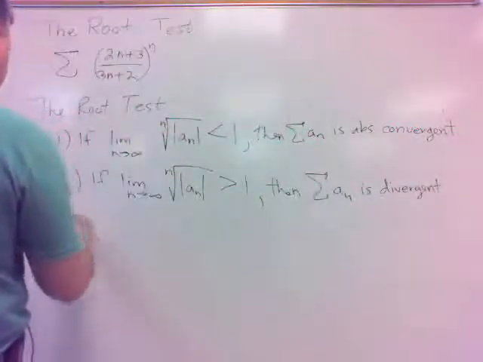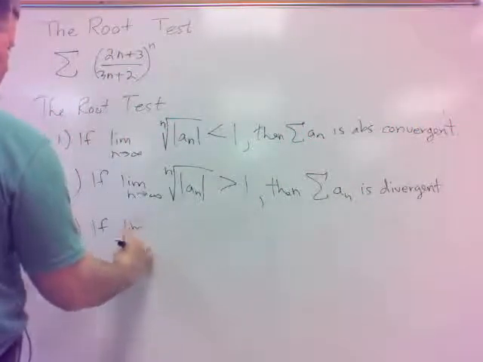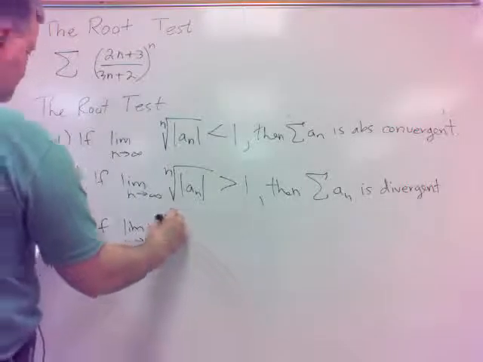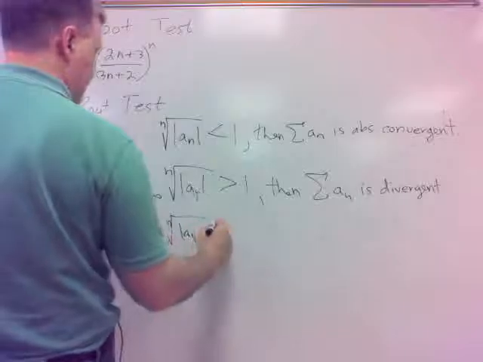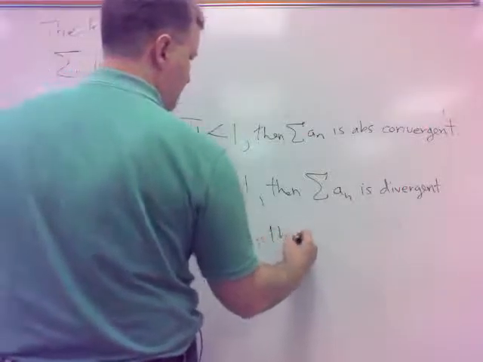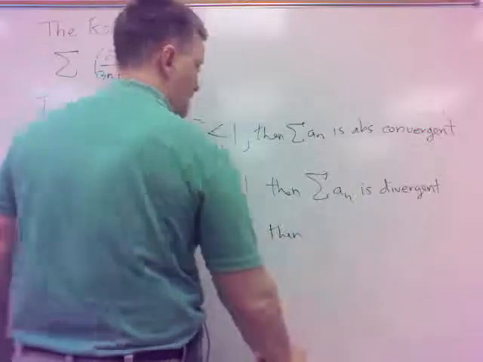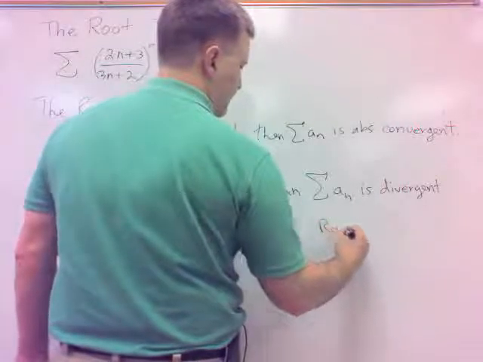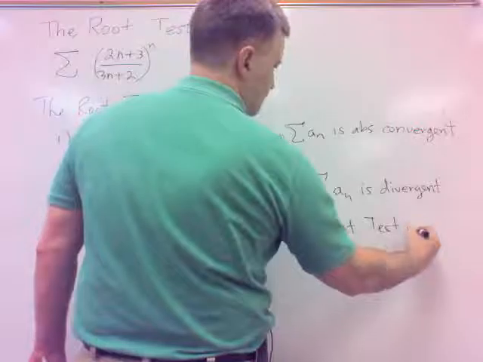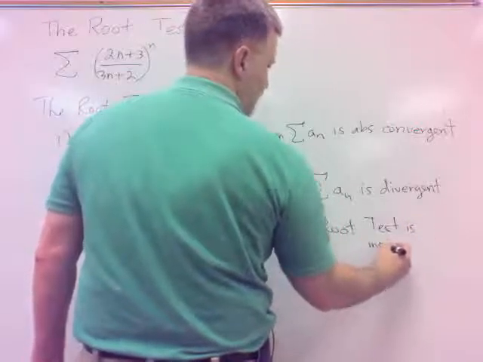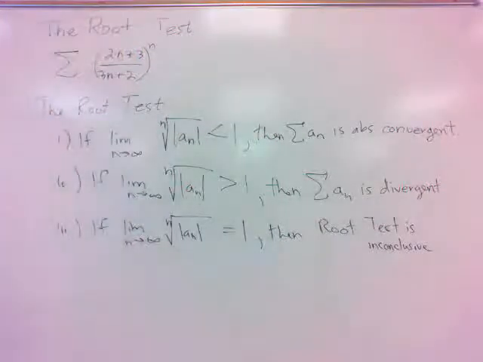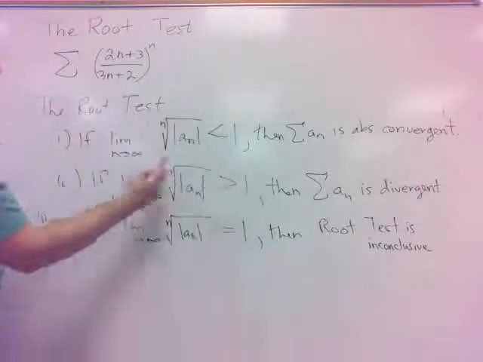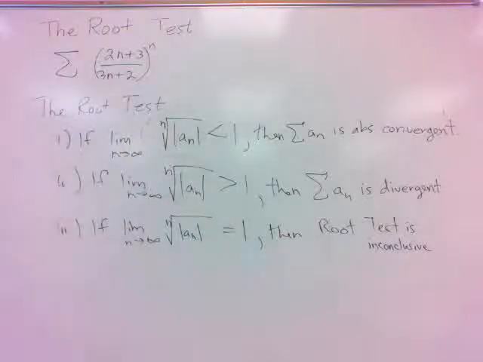And thirdly, if the limit equals 1, then the root test is inconclusive. So the good thing about it is that it's very similar to the ratio test as far as the conclusions. What's different, of course, is this right here: the nth root of the absolute value of a sub n.